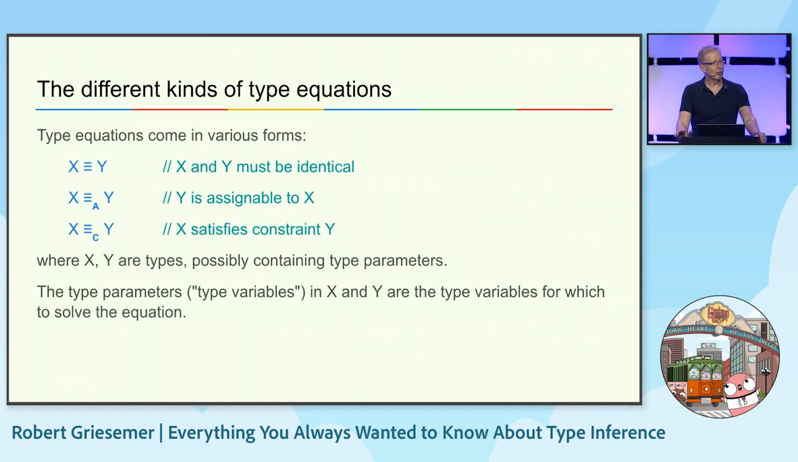Altogether, we have 3 different kinds of relations. Either 2 types, x and y, must be identical, or y must be assignable to x, or x must satisfy the constraint y.